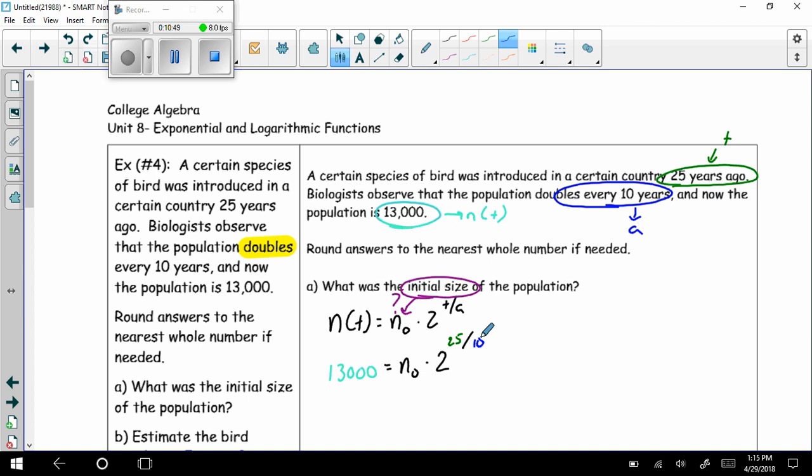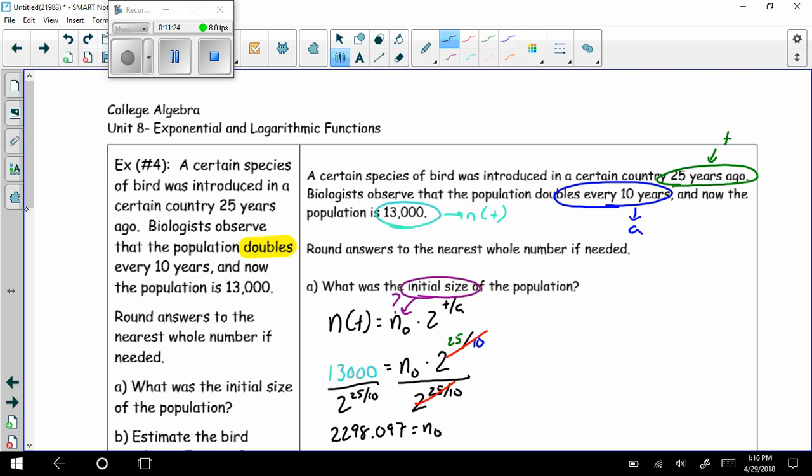So in this case, 25 over 10 is 2.5, so 2 to the 2.5 is about 5.6. I'm going to leave that all in the calculator, though, because I don't like rounding decimals too early. And so if I divide both sides by this, these cancel, and I have 13,000 divided by that mess, which is 2298.097 equals n sub 0.